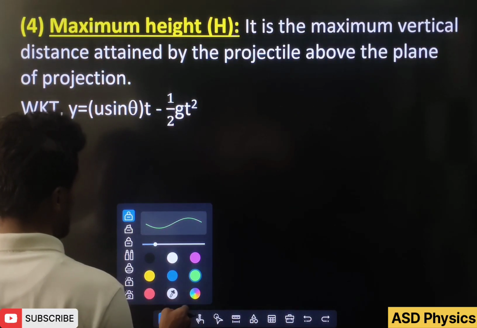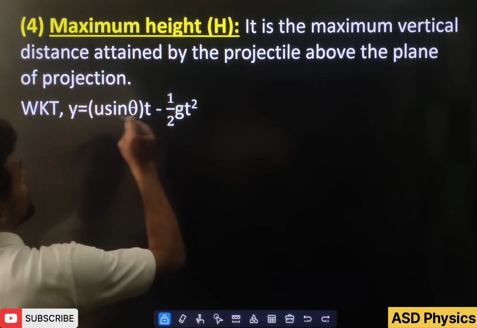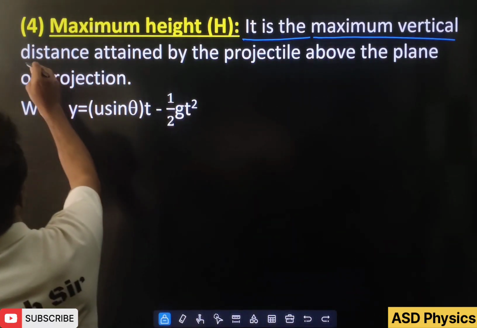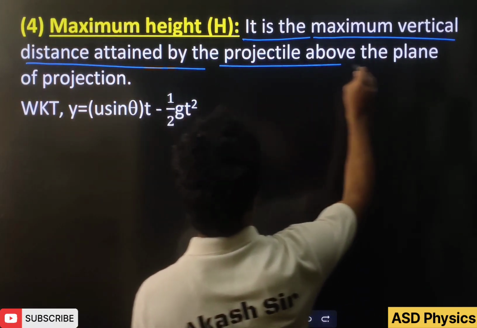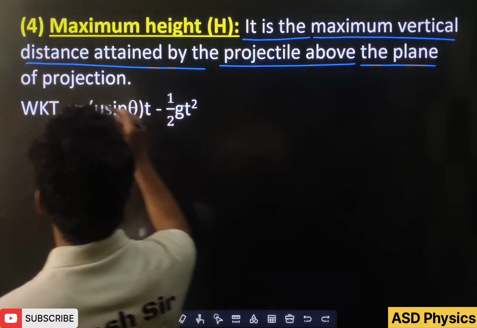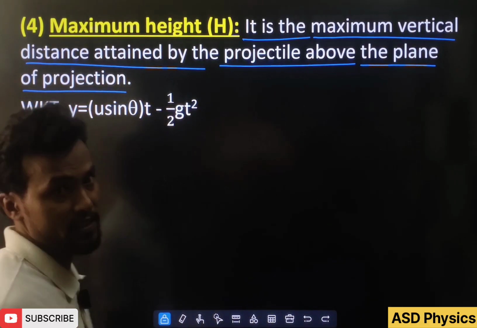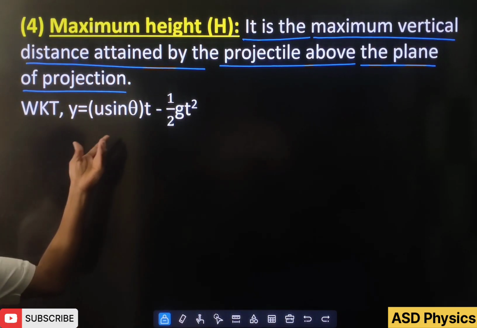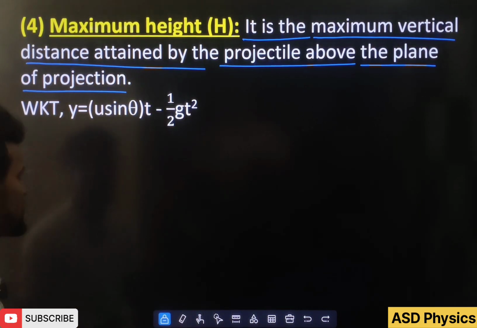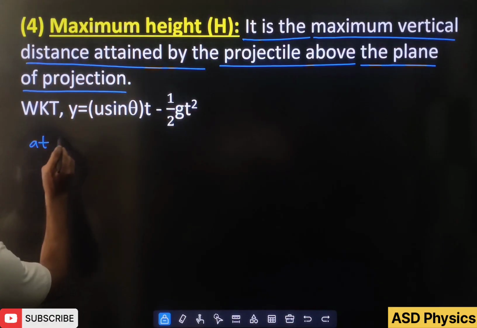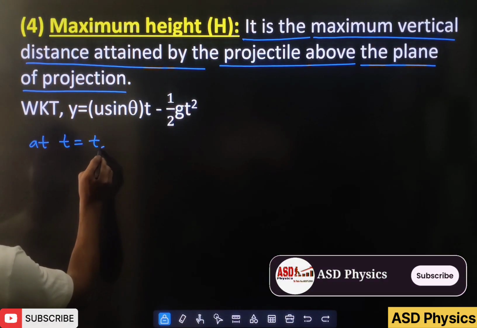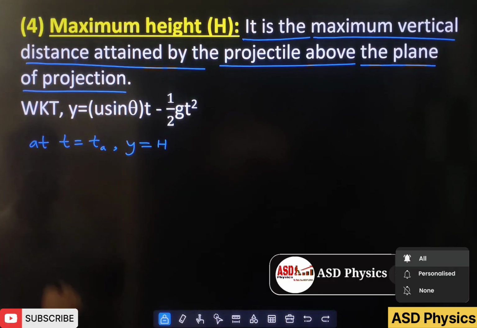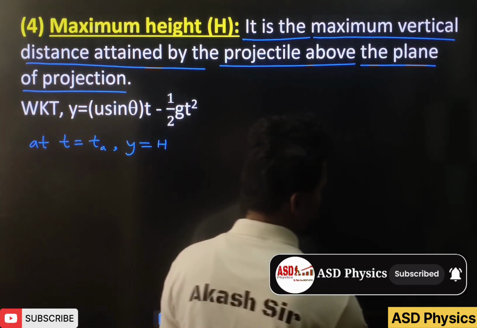Now students, after that we'll see the maximum height. So what is the maximum height? It is the maximum vertical distance attained by the projectile above the plane of projection, like I have told you, capital H. So the equation is y equal to u sin theta t minus half g t square. Remember that at t equal to ta, this y will become h.